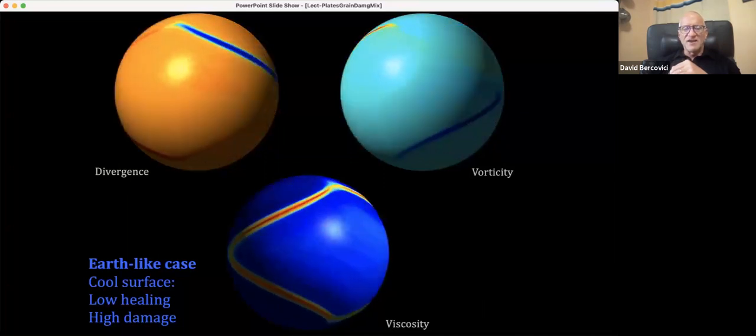And in the end, what you see is that these weak zones are inherited so that you wind up with a contiguous plate boundary. The viscosity is weak where it's red. Vorticity is strike slip shear, so you see two big bands of strike slip shear. The divergence is where it's blue, which is converging, a subduction zone. Where it's red is diverging, a mid-ocean ridge.